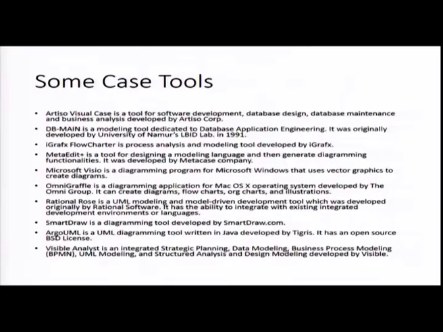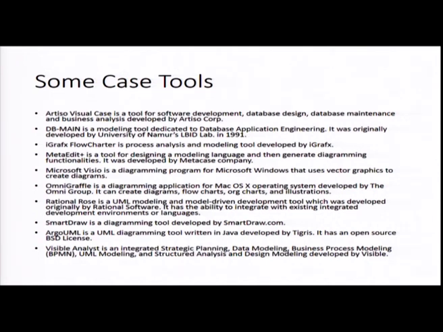Today, if you want to talk about a case tool without comparing it to UML, we are not likely to sell it out. We are not likely to get the acceptability, desirable acceptability. Aristo Visual Case, DBmain, iGraphics, these are more recent. Those are the traditional archaic ones. Comparable, iGraphics, MetaEdit, Microsoft Visio, OmniGraphy, Rational Rose, SmartDraw, Argo UML, Visible Analyst.